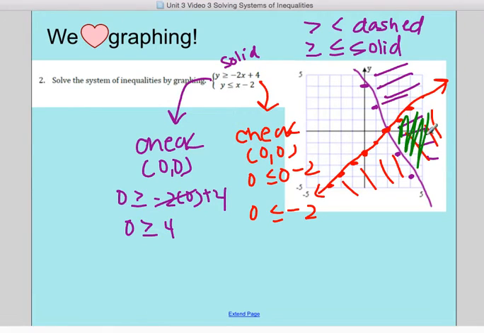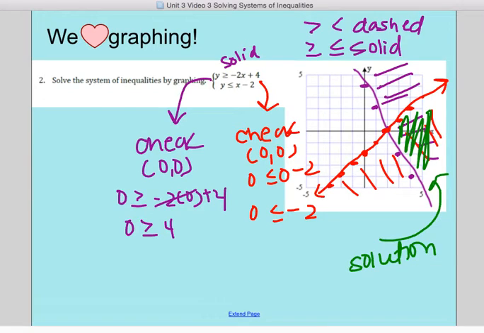On your test or quiz, please make sure you are clearly showing me which one is your solution. If I can't tell that that's where it's double shaded or that's what you want, I'm going to have to take off points. So please make sure you're being clear about where the solution is.